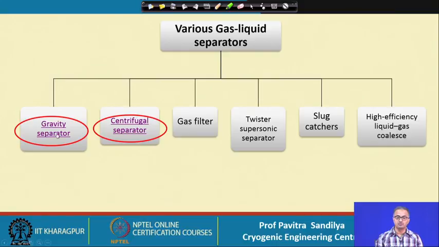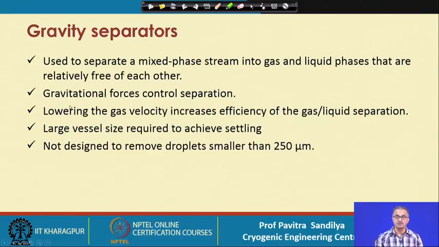So first, let us go to the gravity separator. Now here we find that these are used to separate mixed phase streams into gas and liquid phases that are relatively free of each other. That means there will not be much entrainment of each of the phases into the other. And here we are using the gravitational force.